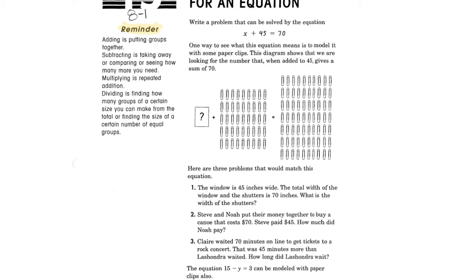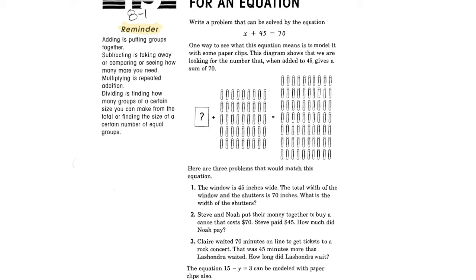It says write a problem that can be solved by the equation. We have x plus 45 equals 70. So we are given the equation. One way to see what this equation means is to model it with some paper clips. This diagram shows that we're looking for a number that when added to 45 gives a sum of 70.